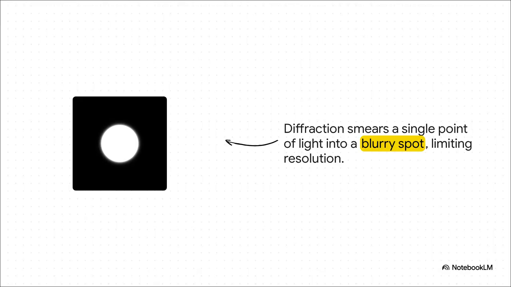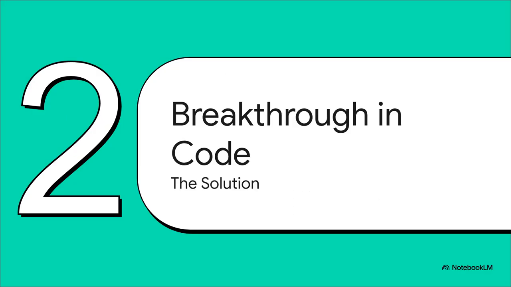So why does this happen? Well, light doesn't travel in perfect laser-thin lines. When it passes through a lens, the waves actually spread out. They diffract. So even a perfect single point of light gets smeared out into this blurry spot. So when you have two tiny things right next to each other, their blurry spots just overlap and your microscope can't tell them apart anymore. That's the limit. For decades, the only way to beat this limit was to invent entirely new, incredibly complex, and very expensive types of microscopes.